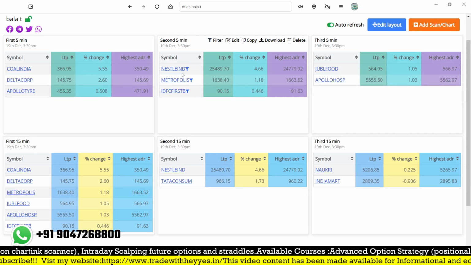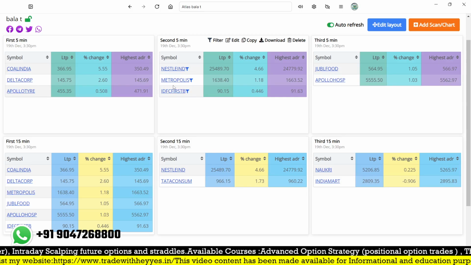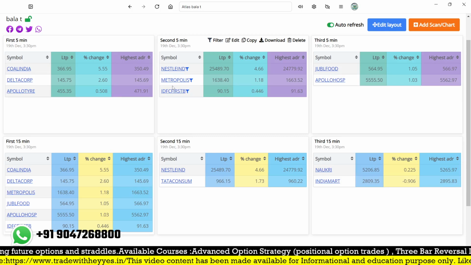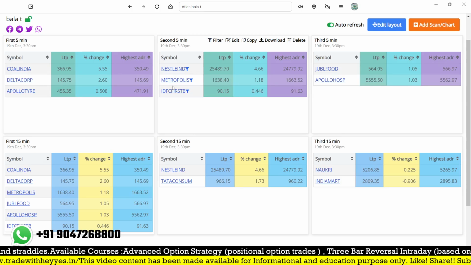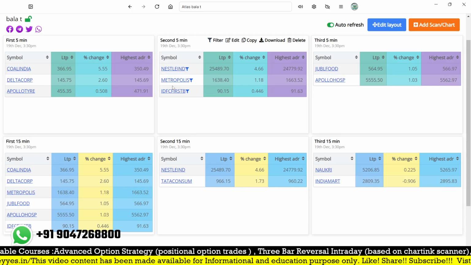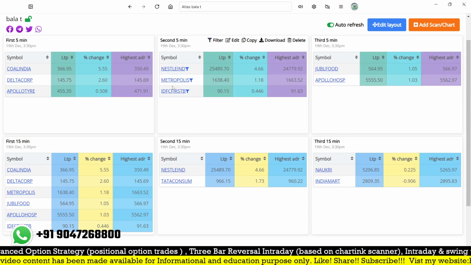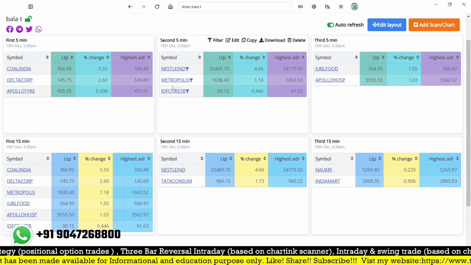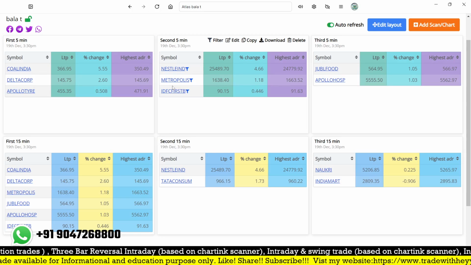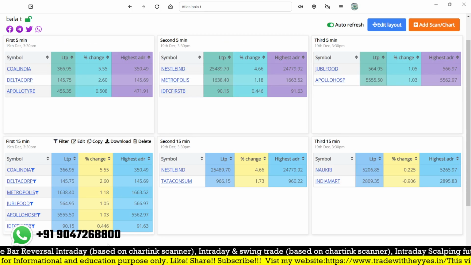IDFC First I saw, Metropolis, Nestle, that is working good. So the first 5 minutes and first 15 minutes are good enough to trade and make 2 to 3,000 rupees, at least one or two trades in a day. So how do we effectively do that? The first three candidates are Coal India, Delta Corp and Apollo Tyres.